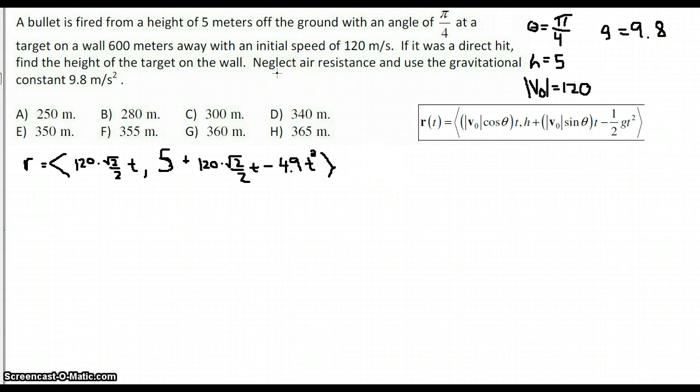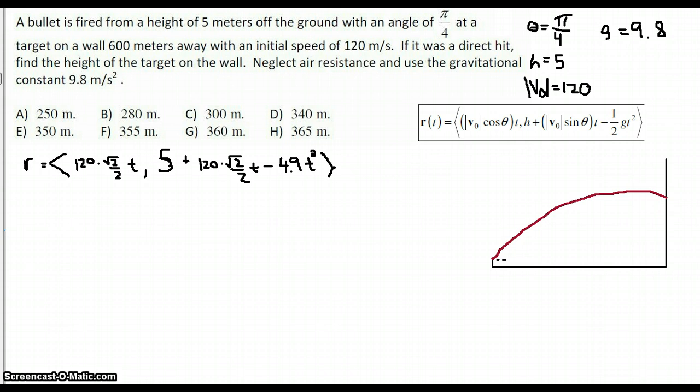I'm going to neglect air resistance, so we have this formula, and there's a target on a wall 600 meters away. This is not totally necessary, but let's go ahead and get a drawing. We have a wall, we have this vertical distance, we have fired off the ground. And the projectile will go through the following motion and hit somewhere on the wall.